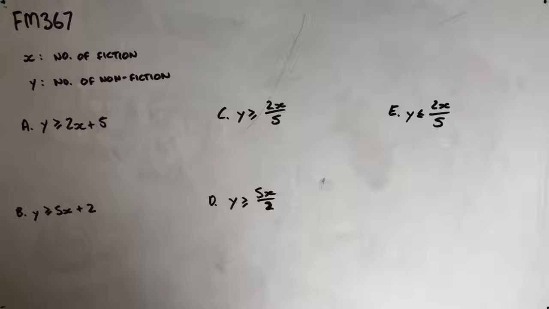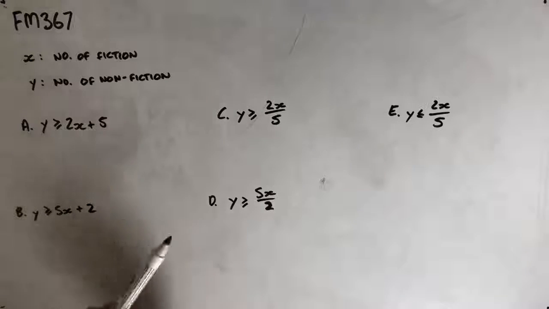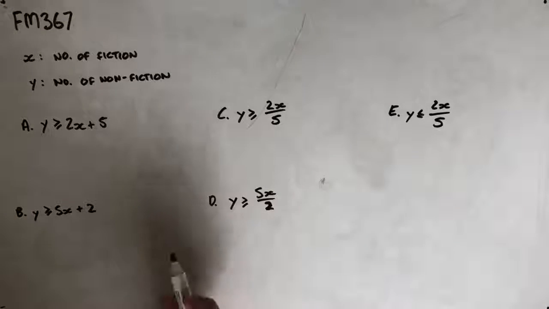This question reads, Noah collects books. Let X be the number of fiction books Noah owns, and let Y be the number of non-fiction books Noah owns. For every 5 books Noah collects, he collects at least 2 non-fiction books. An inequality that represents this situation is, and we're given these 5 options.